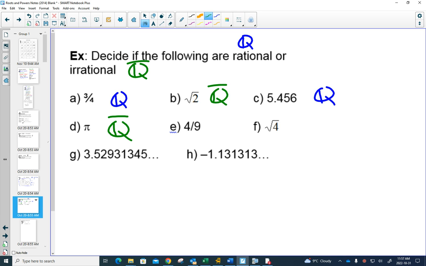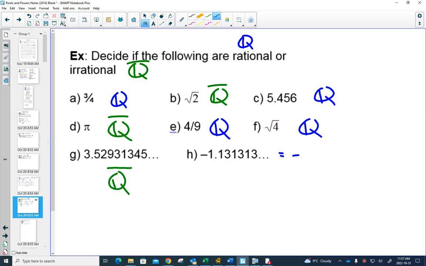Point 4 nines repeating? That's rational, because it can be written as a fraction. Square root of 4? Rational, because it's equal to 2. This one is irrational, because the dot dot dot means it goes on forever. Is it repeating? We don't see any pattern repeating itself. It is irrational. But this one, you do see a pattern.